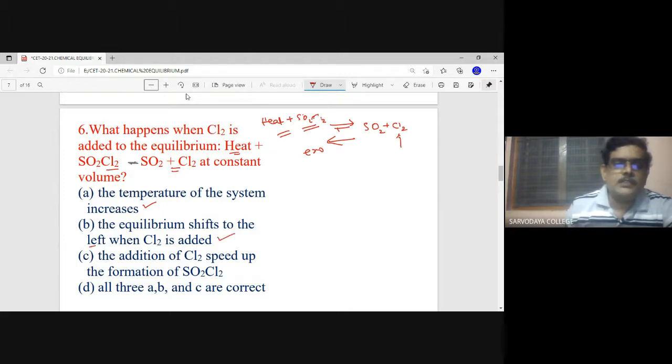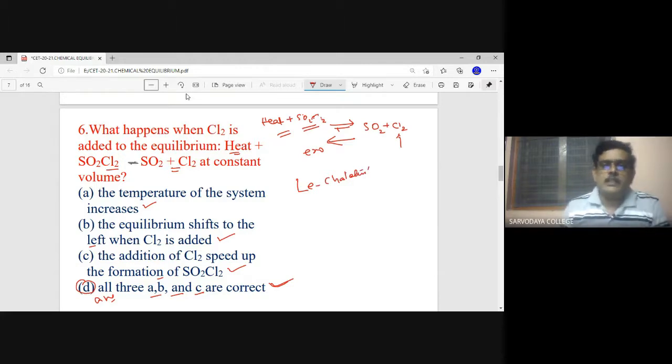Statement B is also correct. Addition of chlorine speeds up the formation of SO2Cl2, that is also correct. Therefore, all these three statements are correct. Hence, D is the answer. So this question is once again based upon Le Chatelier's principle, on how the system tries to nullify the effect of the constraint, like a change in concentration or change in temperature, that is applied.